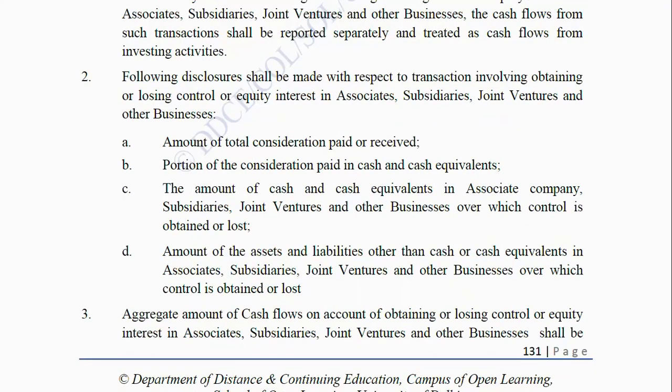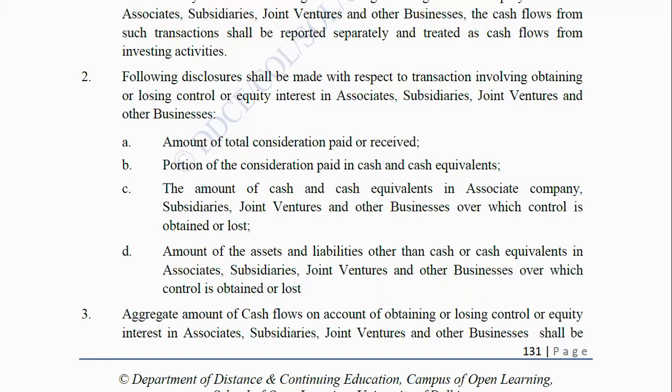Amount of total consideration paid or received. Portion of the consideration paid in cash and cash equivalents. The amount of cash and cash equivalents in associate companies, subsidiaries, joint ventures, and other businesses over which control is obtained or lost. Amount of assets and liabilities other than cash and cash equivalents in associates, subsidiaries, joint ventures, and other businesses over which control is obtained or lost.